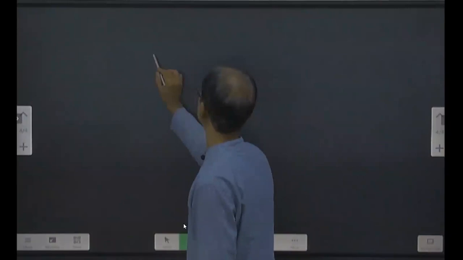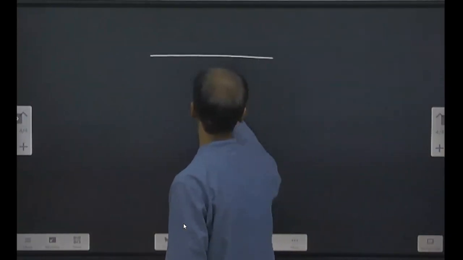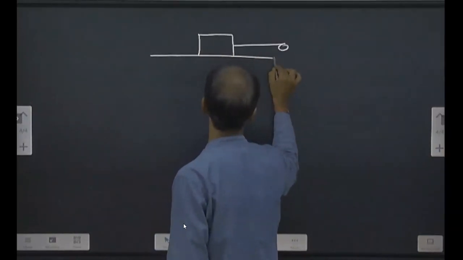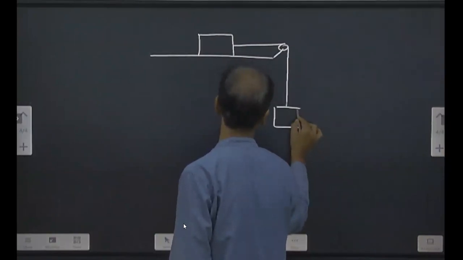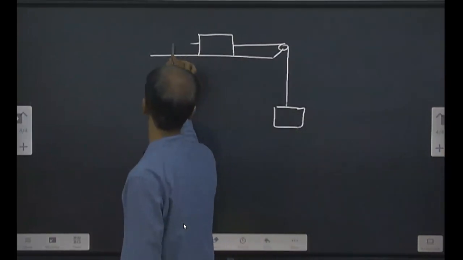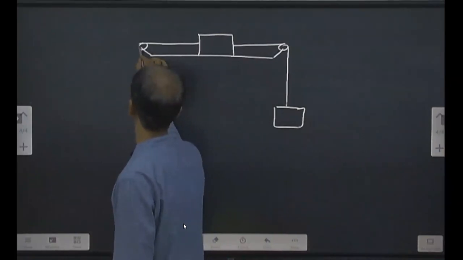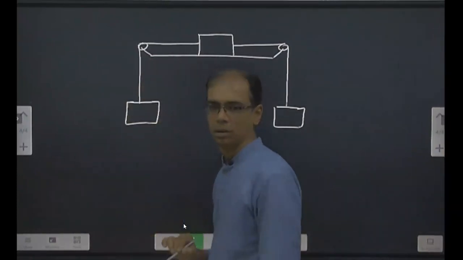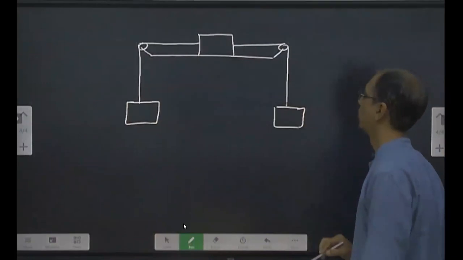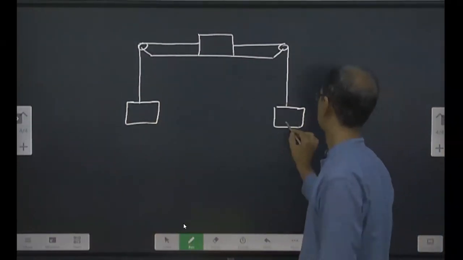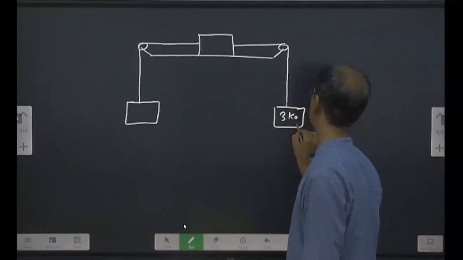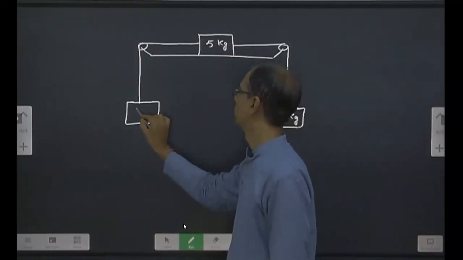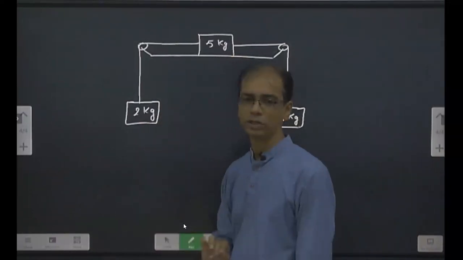Let's frame another one. Another question is, this is a table. Here we'll keep one block. This is connected with the pulley, and here is one block. Same way on the left side also. This is a pulley, and here is another block. Okay, the system is like this. Let's keep the values of them. This is 3 kg. This is 5 kg. 2 kg. There is no friction anywhere.